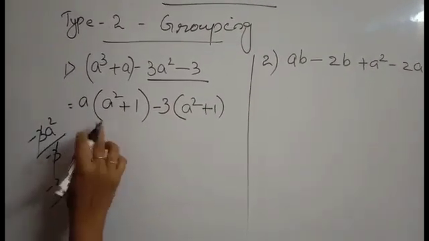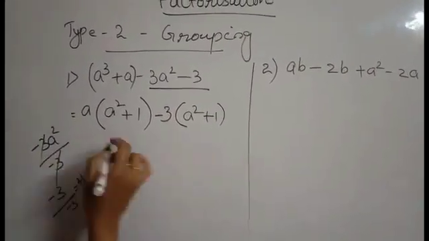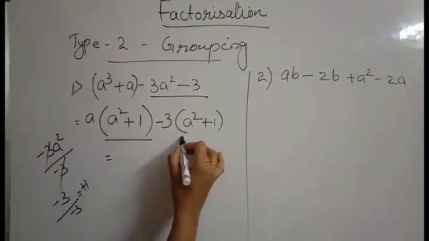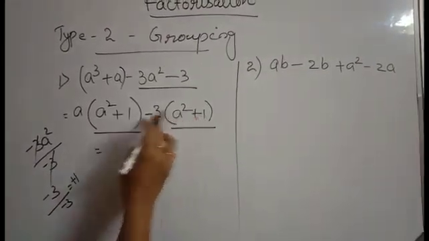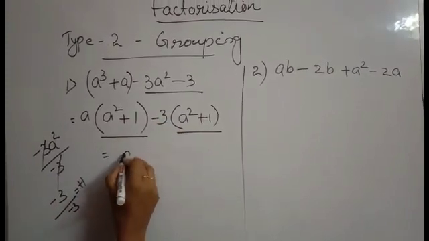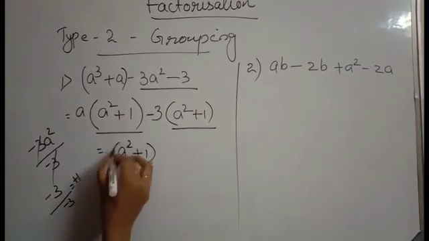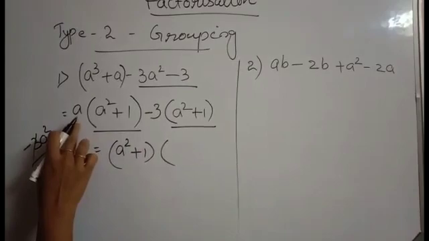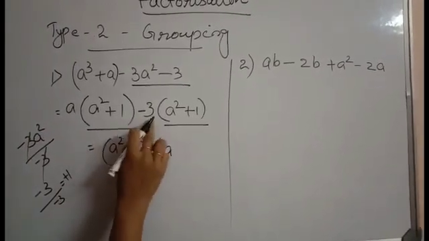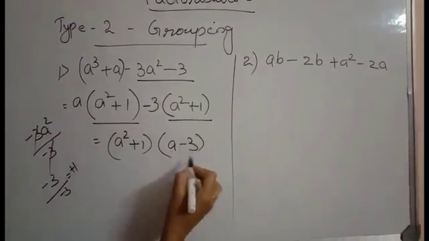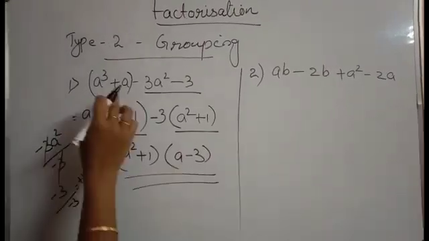You will get your answer as plus 1. Now, from these two terms, you can take some common factors. As in the first case, a square plus 1 is common in these two terms. Take out a square plus 1 common, then you will get the remaining term. Here it is a, and the next is minus 3, a minus 3. These are the factors of the given polynomial.